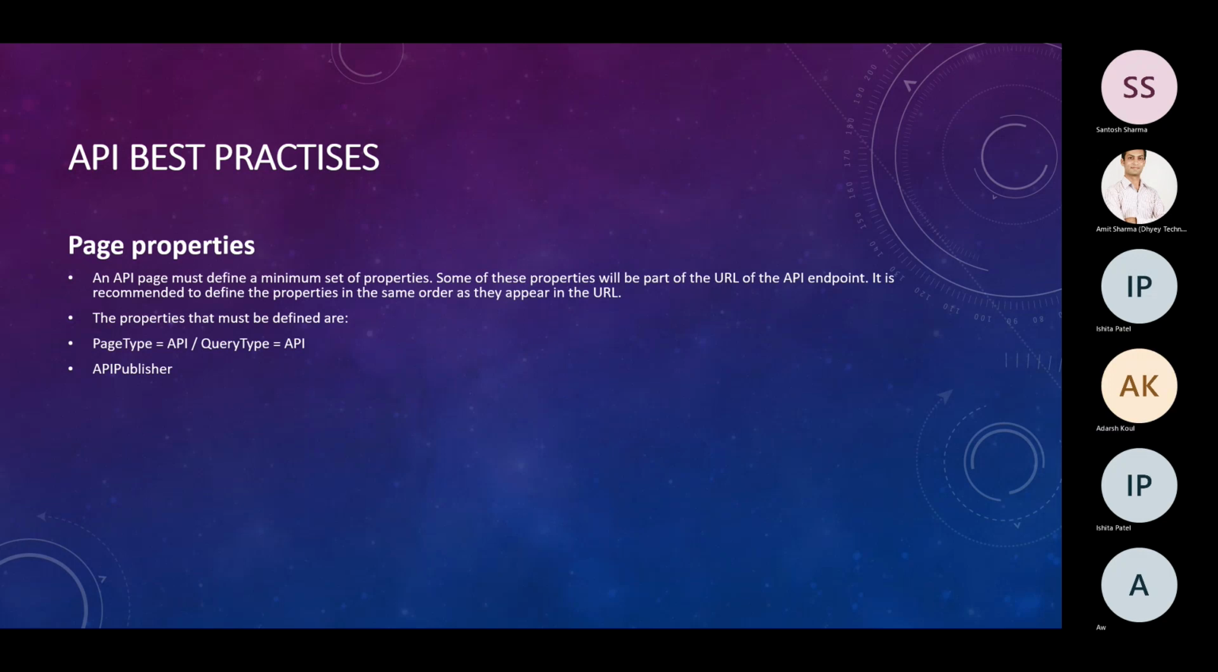API publisher. The name of API publisher is usually the company creating the API. It is the first custom part in the URL for a given endpoint. The value is case insensitive. API group. It sets the group of the API endpoint that the page or query is exposed in. In the URL, the API group comes after the API publisher. It can be used to distinguish different API apps or groups of APIs from each other. The value is case insensitive.